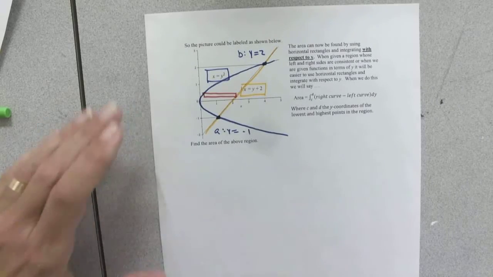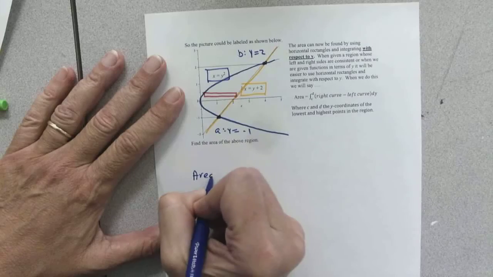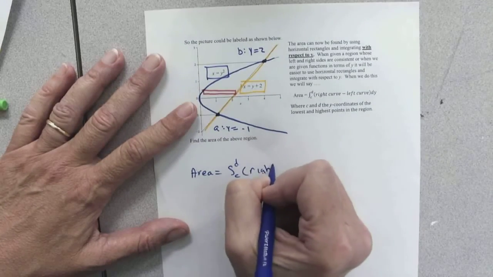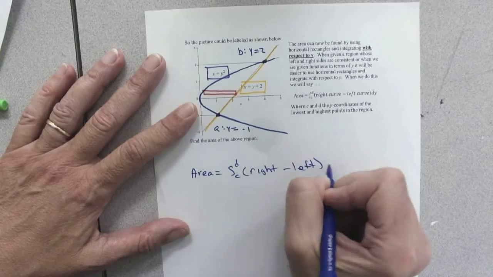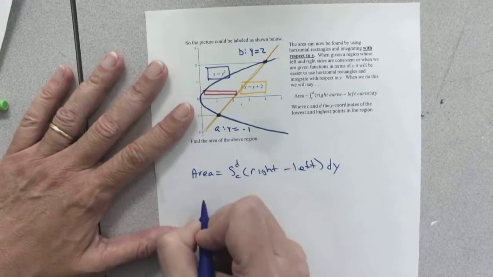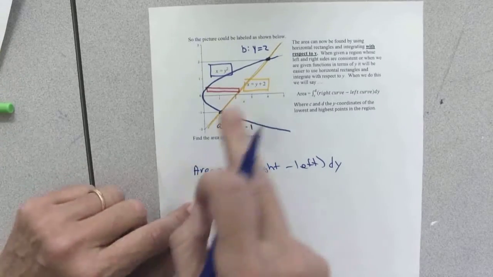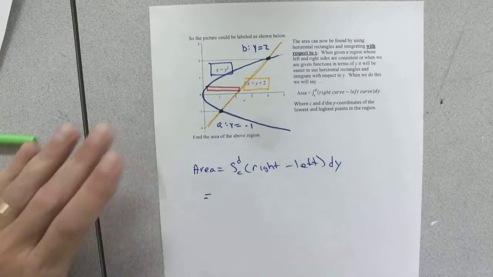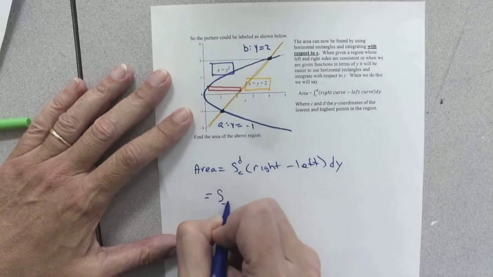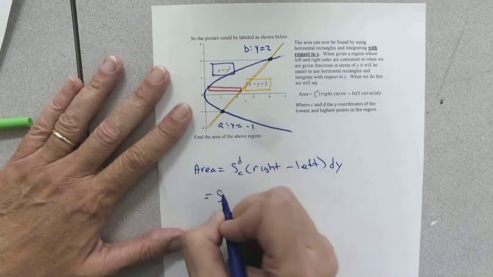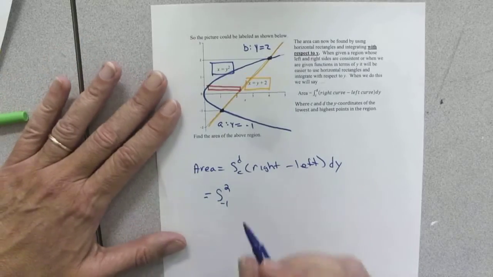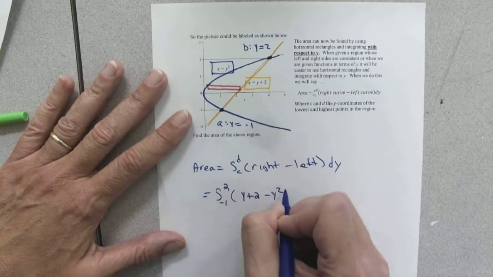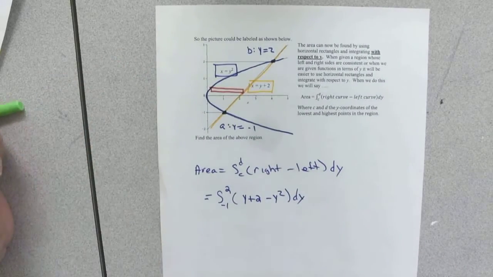So in this case, my area is going to be the integral from c to d, right minus left, dy. My low point, and I guess I should have called those c and d instead of a and b, but oh well, I didn't. My lowest point was y equals -1. My highest point was y equals 2. Then right minus left: y plus 2 minus y squared, dy. And that's going to do it for us.